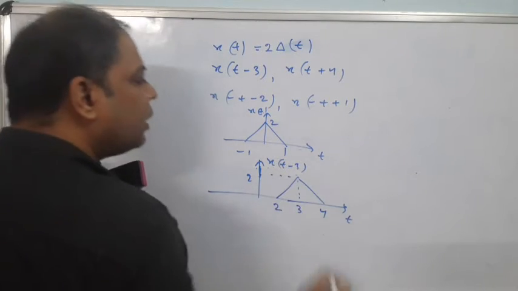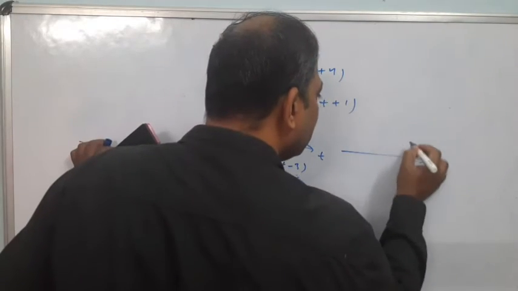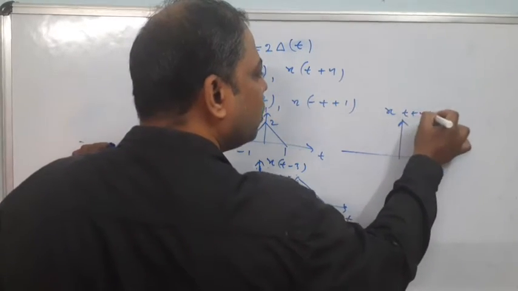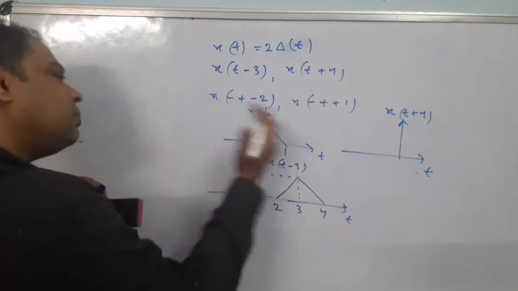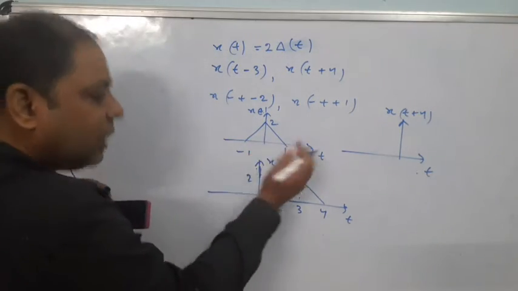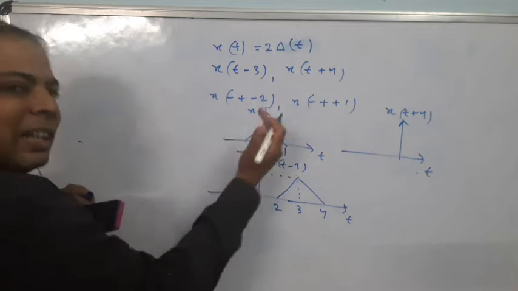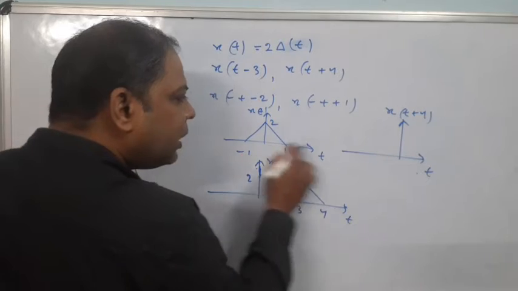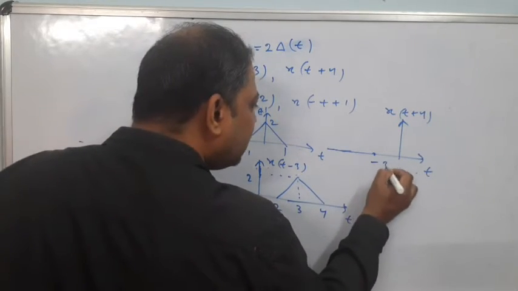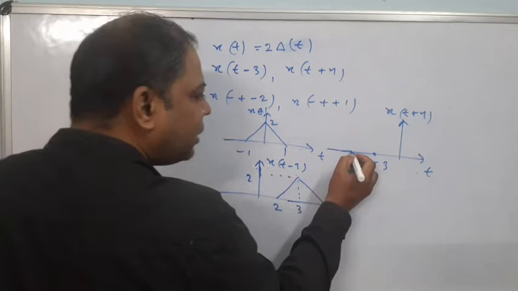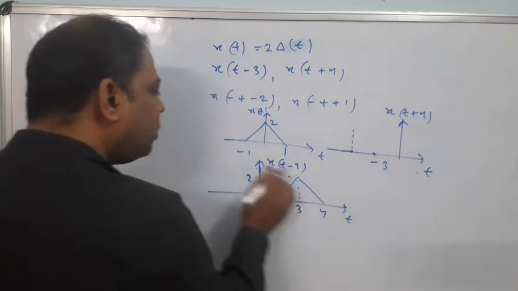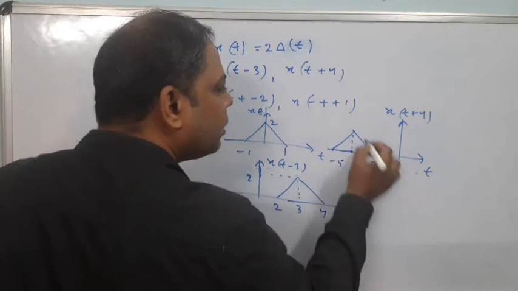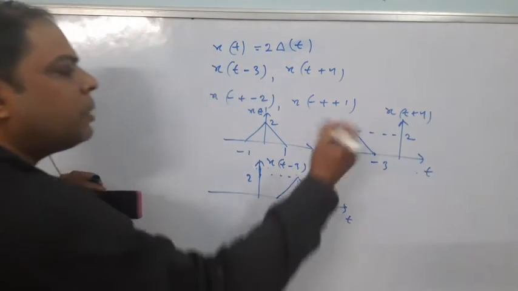This signal, with height 2, is your x of t minus 3. Next, here I am drawing the t axis, this is x of t plus 4. Plus means left shifting, so directly this signal shifts towards the left. Now this point 1 minus 4, left shifting means you are adding minus 4. So 1 minus 4 is minus 3, it will start from minus 3, and 0 minus 4 is minus 4, the peak point, and minus 1 minus 4 is minus 5. That means you will draw the signal in this manner, this height is 2, this is your x of t plus 4.